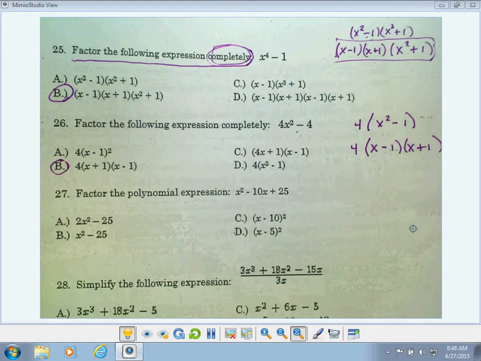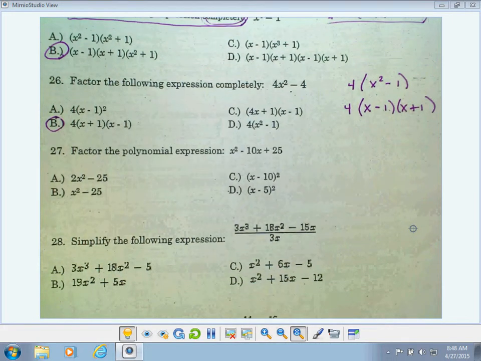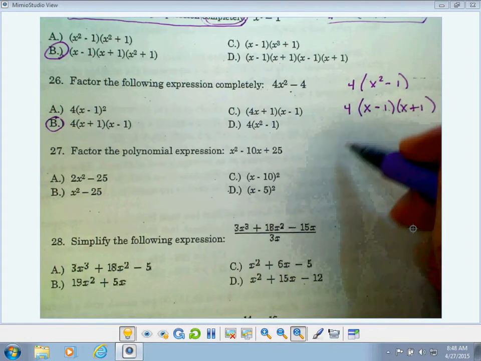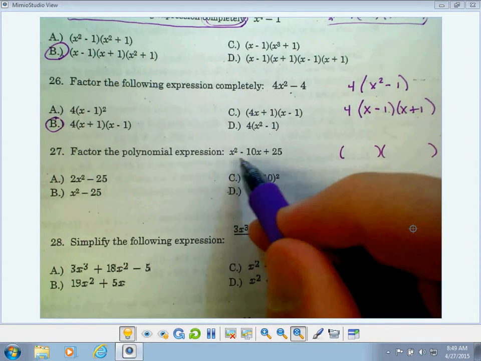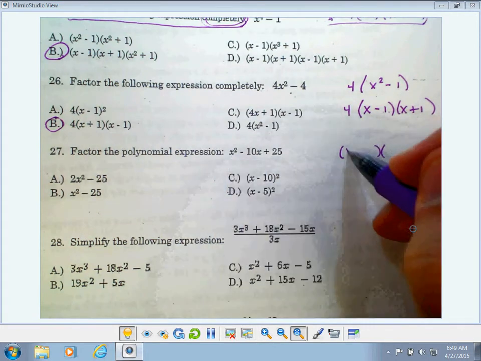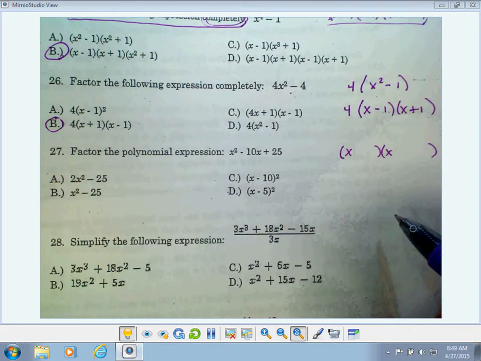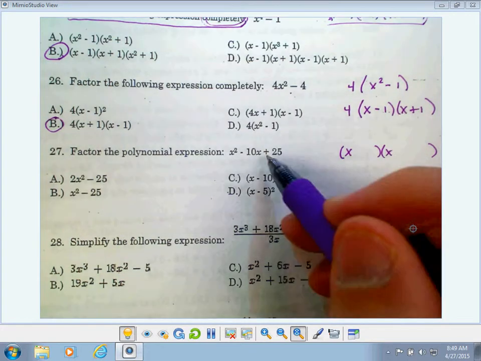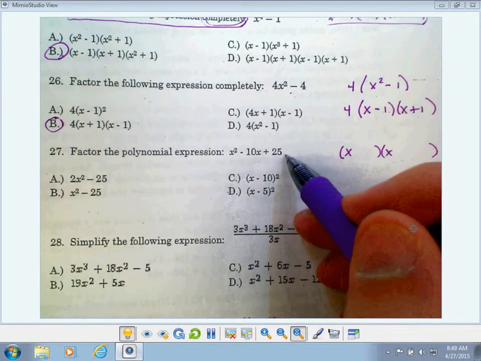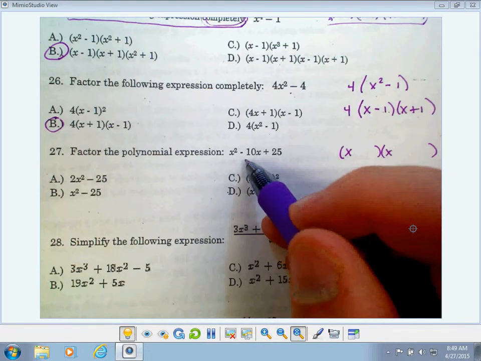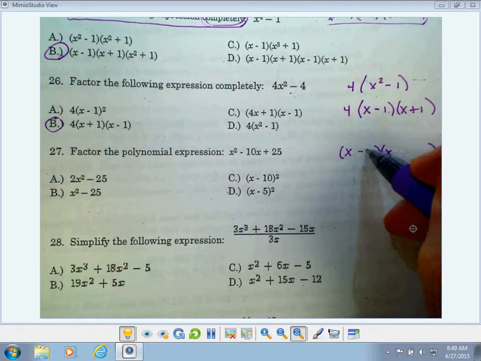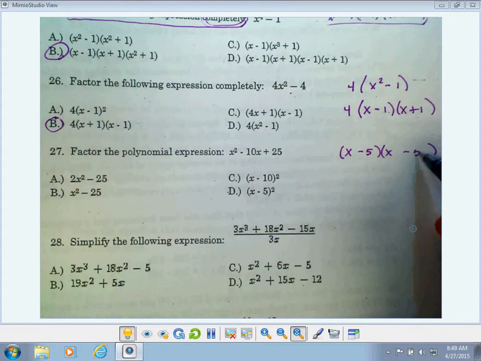Okay, number 27 is what I would call general factoring. So we're looking for, because it's 3 terms, and it's just a plain x squared there, we can write x and x. So the only question is what two numbers multiply to give you 25 and also add to give you negative 10? Well, you have to play around with it a little bit, but I think you'd find out that it would be negative 5 and negative 5.